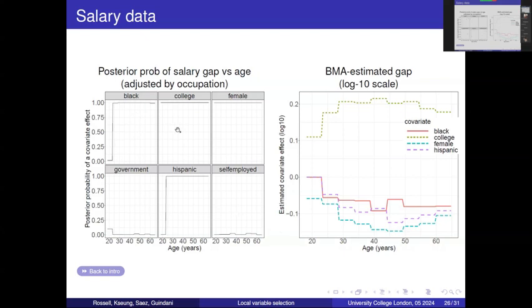Okay, so these are posterior probabilities. This is how likely it is in the Bayesian sense that there's an effect of these covariates at different coordinates. So Z is age in this example. And then these are estimates of the covariate effects. Okay, so that's one example.